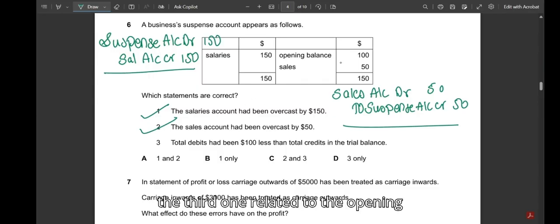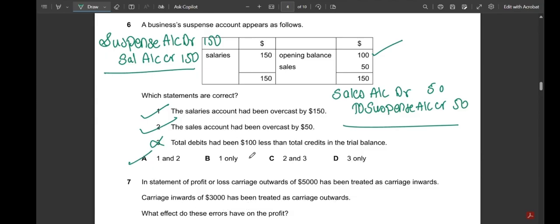So the third one related to the opening balance, the total debit has been $100 less than the total credit. No, over here the opening balance was on the credit side. So why is it on the credit side? Because credit was less than the debit. So this doesn't make sense. So the right answer would be 1 and 2. So yes, A would be the right answer. I hope you all are understanding why A is the right answer and why I'm not including statement number 3.